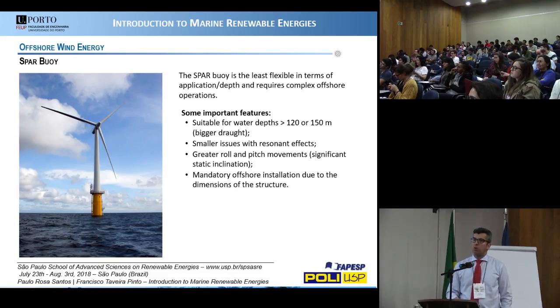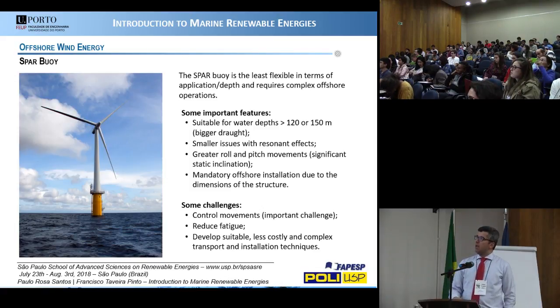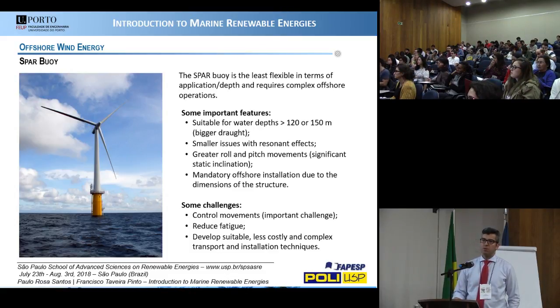It's very important to control the roll and pitch movements, so we should control the amount of movements the support has. One critical point of this concept is the installation. So it's much more difficult to install this in the sea than, for instance, the semi-submersible type of structure. So some challenges are to control the movements of the turbine, to reduce fatigue, and to develop suitable, less costly and complex transport and installation techniques.